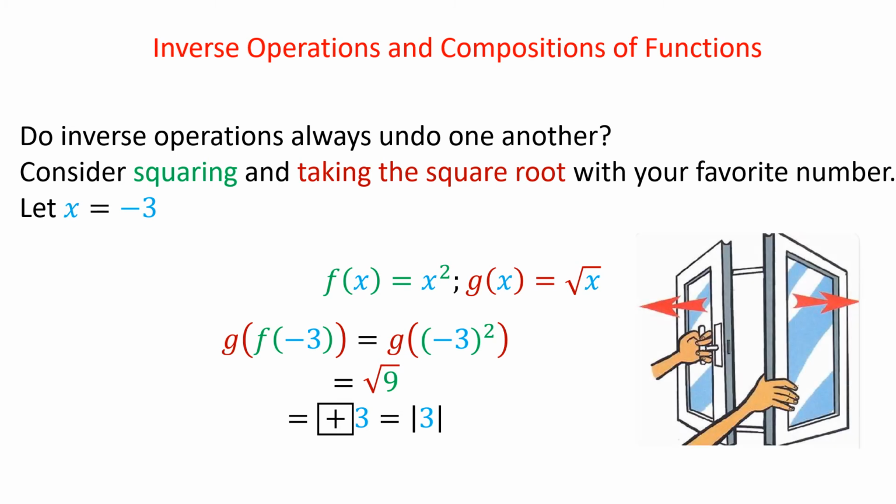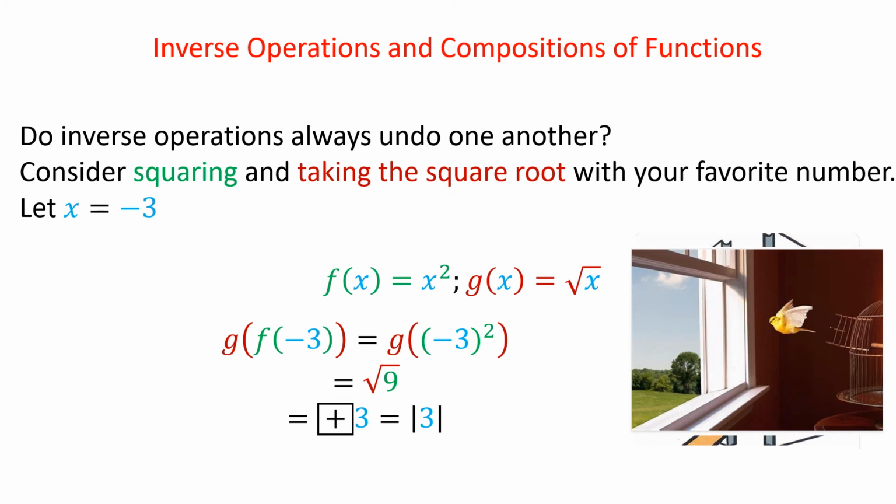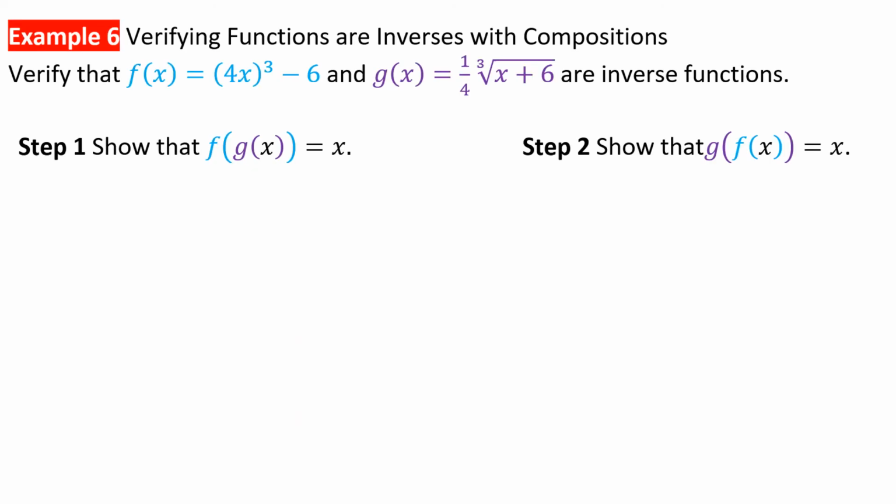It's like asking, is it an inverse operation to open and close a window? The window's closed, you open it, you close it back up. It seems like nothing has changed, right? But what if in the process a bird flies through? That changes things. So not all inverse operations are going to necessarily return you back to the value you began with.